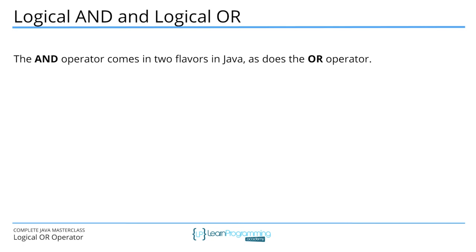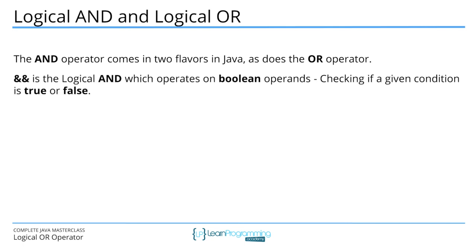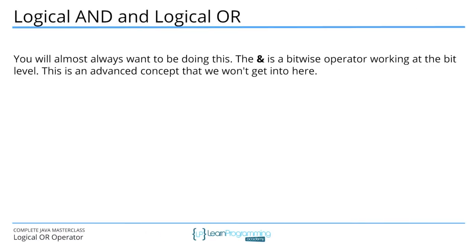So the AND operator comes in two flavors in Java, as does the OR operator. So the two ampersands, that's the logical AND operator, and that operates on Boolean operands, in other words, checking if a given condition is true or false. Now you will almost always want to do this. The single ampersand is a bitwise operator working at the bit level. This is the AND bitwise operator, and that's an advanced concept that we won't get into here.